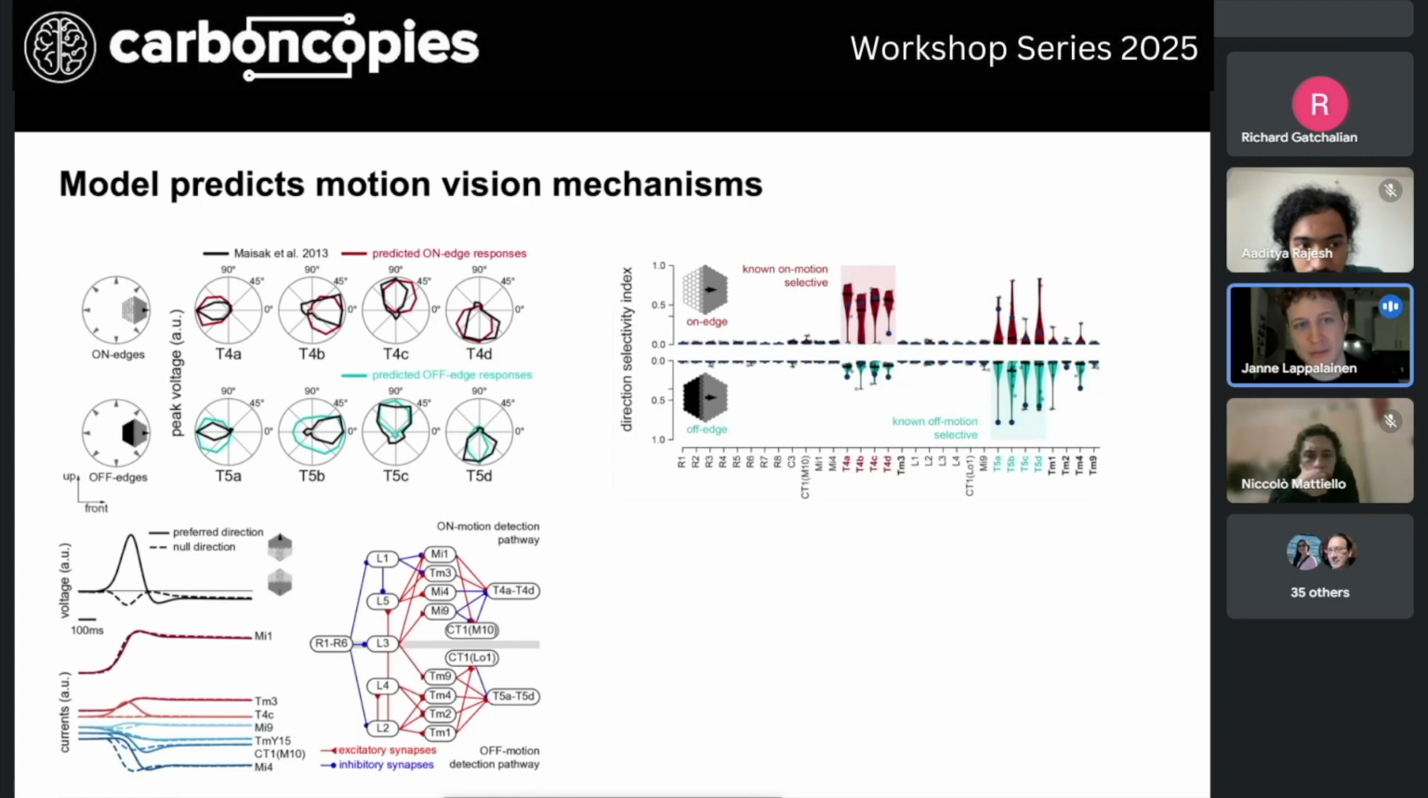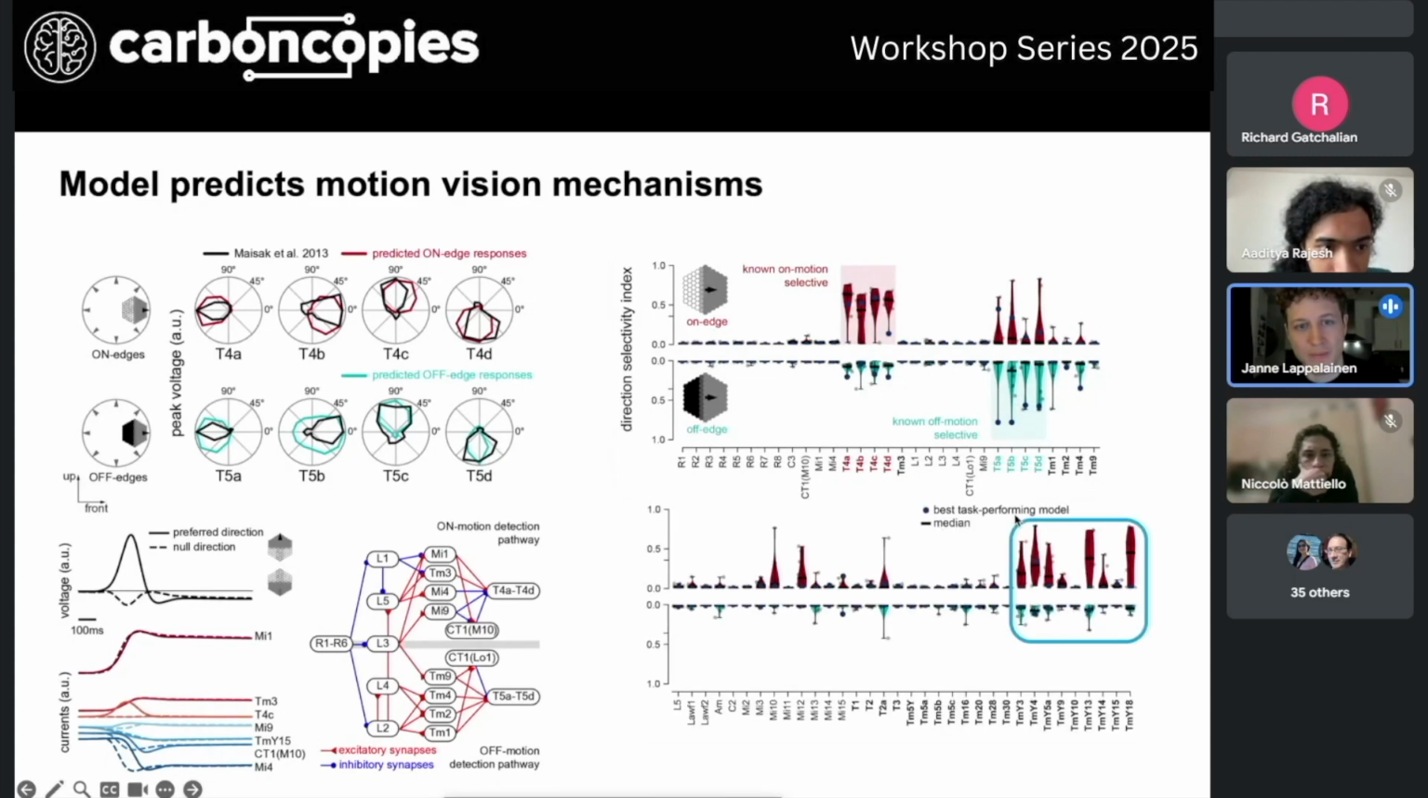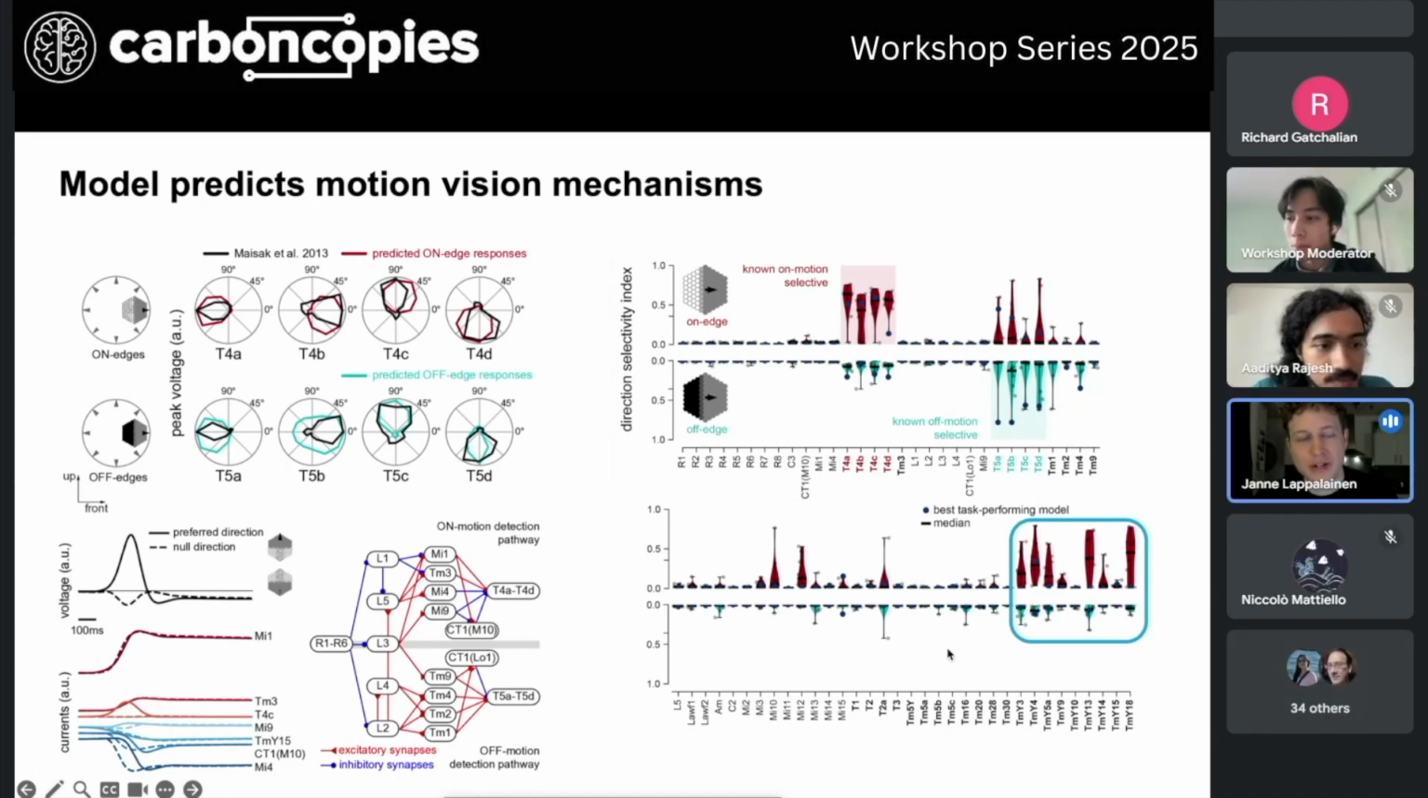So we have, again, 10 models here, all of them predicted to be very high for T4 cells, and also for T5 cells, they are predicted to be significant. And then across cells for which it hasn't been characterized, we can also characterize this in the model, and then make novel hypotheses for maybe cell types that have been overlooked in how they contribute to the motion detection of the fly visual system.